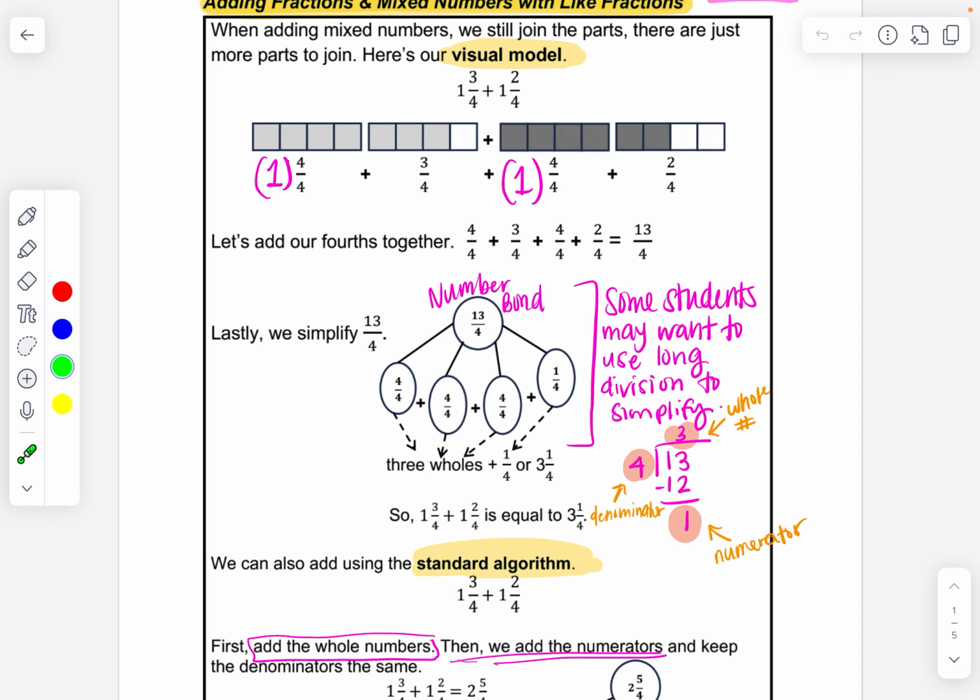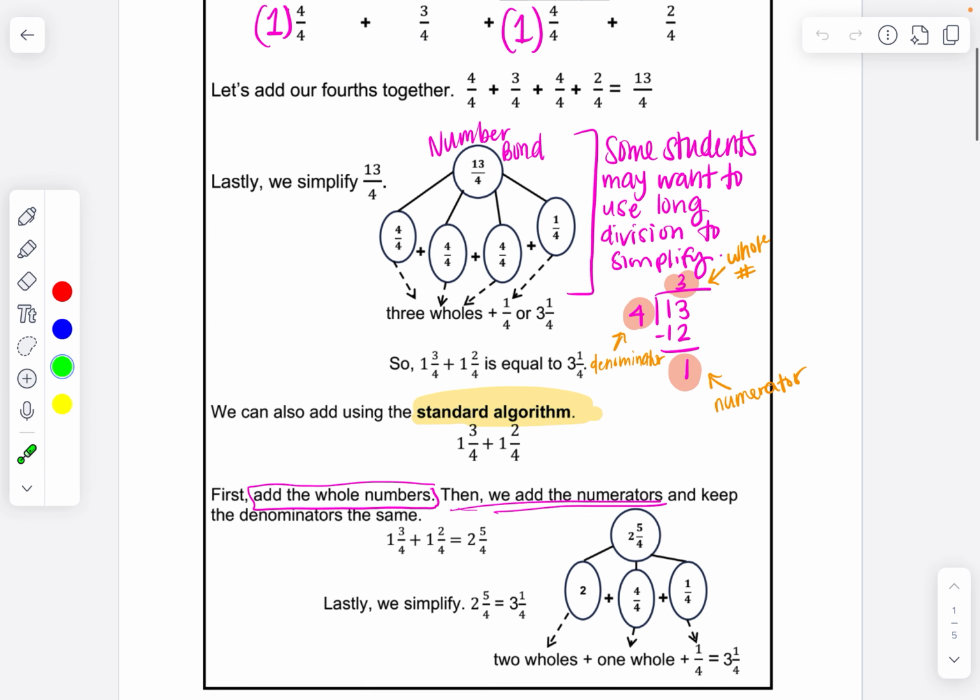Some students will use the standard algorithm. And so some students will get 13/4 and then they'll use the standard algorithm. The divisor is your denominator. Your quotient is your whole, and then your remainder is the numerator of that fraction. Okay.